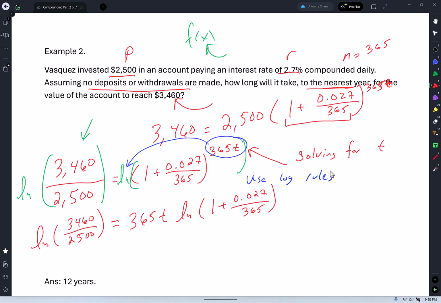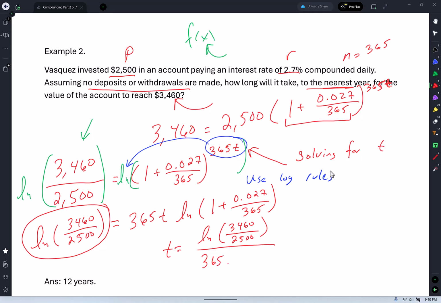365t ln of 1 plus 0.027 over 365. All right. Now, what do I want to do to get t by itself? This is a product. This is 365 times t times ln of all that. So what you want to do is you want to divide, right? So here we go. T equals, this guy's going to be my numerator. So I'm going to write ln of 3460 over 2500 over, and then what's going to be my denominator? The 365 ln of 1 plus 0.027 over 365.